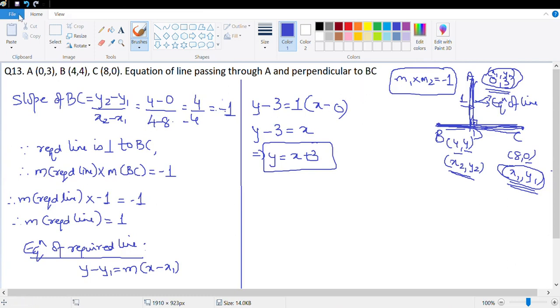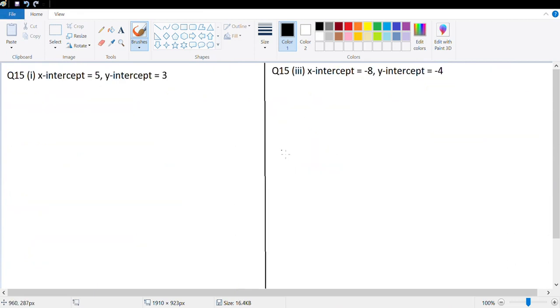The next question that we'll do will be question number 15. So question 15 part 1 says, find the equation of the line whose x-intercept is 5 and y-intercept is 3. So like I said when I started this video, we will try and do these questions in two methods. So let me do this with method 1, where I am not using the formula.